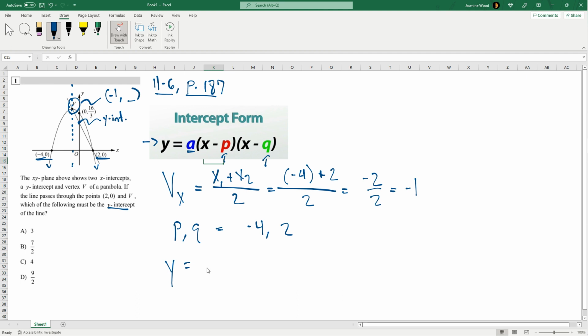So the equation for this parabola can be represented by y equals a times x minus -4 times x minus 2. These are both the x-intercepts, because when you plug in that value for x, it'll make this factor 0, which will make the whole product 0, which makes it an x-intercept, of course. To simplify, that'll be a times x plus 4 times x minus 2.